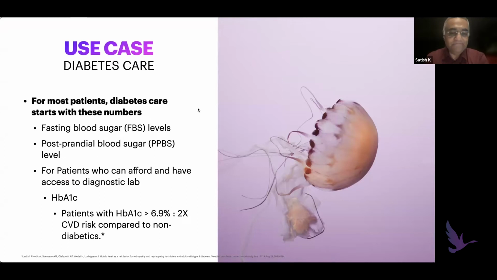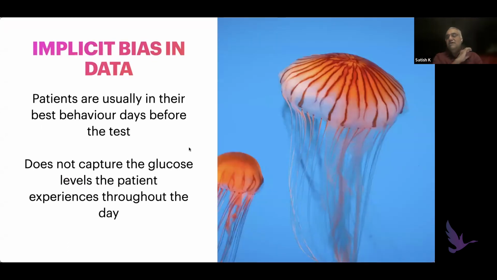But what was happening? There was a lot of implicit bias in the data. And how did it come about? If patients know they have to go for a test, they suddenly will behave well. They will eat correctly. For 3 days, they will go walking so that I get a good sugar test, right? People start to behave well and eat well. They will suddenly not eat what they typically eat, and that is fooling oneself. But that of course gives the wrong result to a doctor.